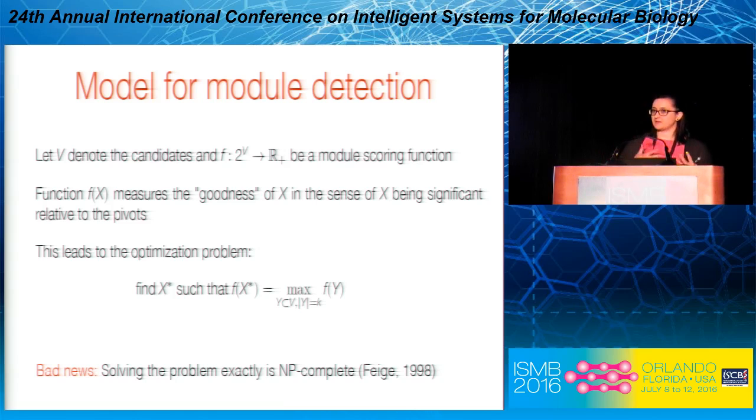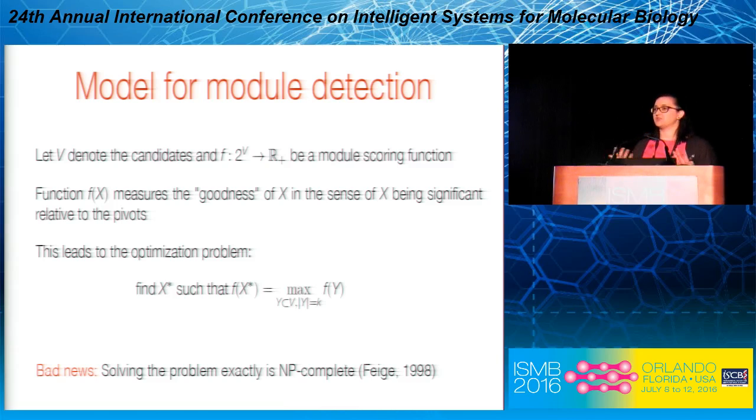So having defined V and F, this leads to the following optimization problem. We would like to find a set X star such that this module has the best quality in terms of function F. And by the best, I mean the best over all possible sets of size K.